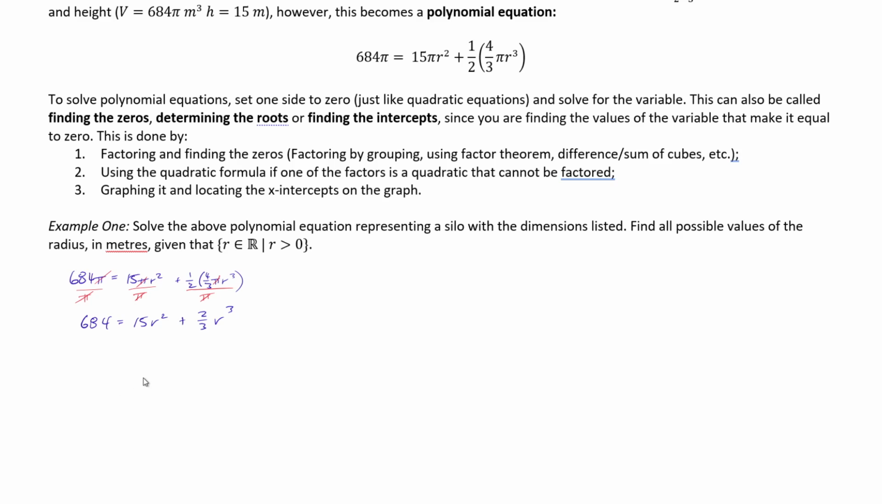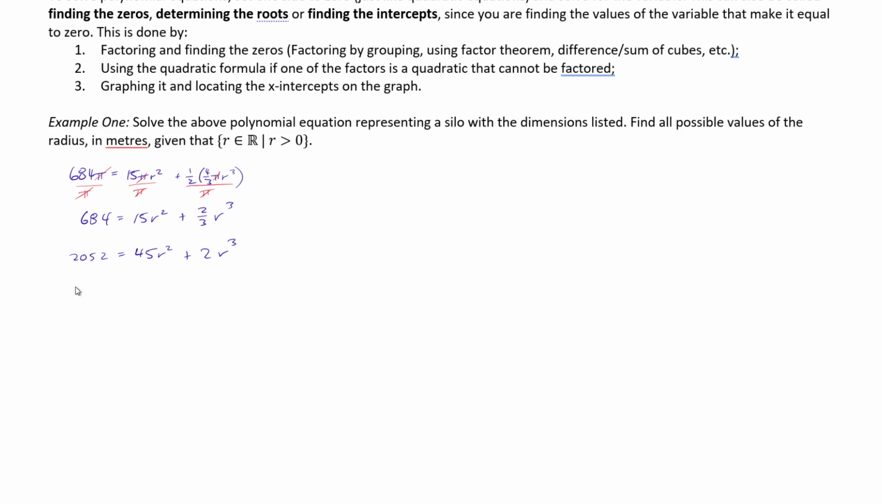Now, one of the issues here is that we have a fraction coefficient right here, 2 over 3, and I don't want to work with fractions because they overly complicate things. So what I'm going to do is multiply everything by 3 to clear the fraction. So I multiply 684 by 3. Well, that's 2052. I multiply 15 by 3. That's 45. And then I multiply 2 over 3 by 3. Well, that's just 2. And now we have whole number coefficients in front of my variables.